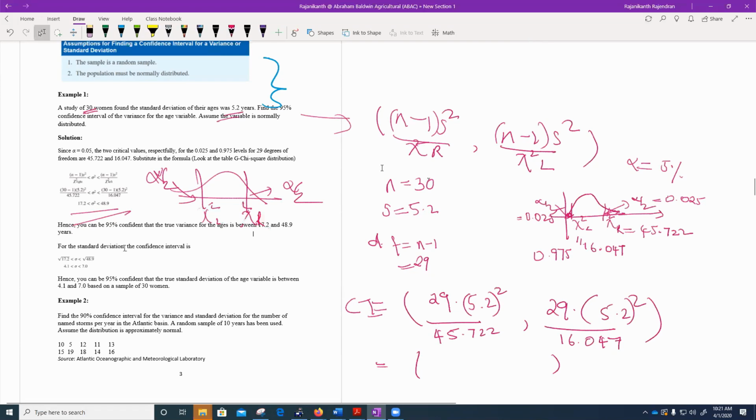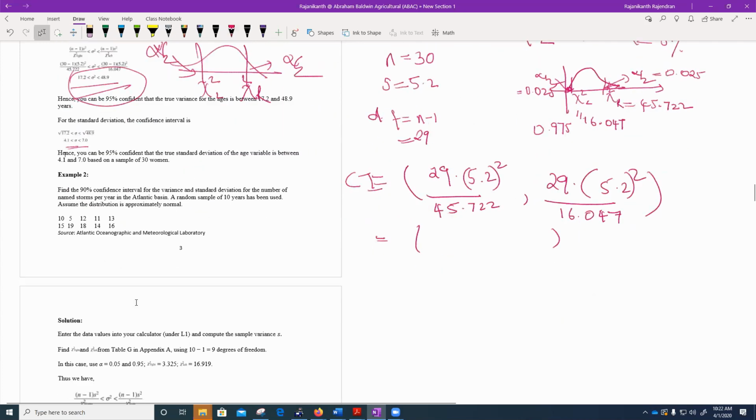Okay. So once you know the confidence interval for the variance, then take the square root of both side answers. Then you will get the standard deviation confidence interval you see here. Okay, I believe everyone understood. So if you have any question, please ask me. Okay, I believe you are good.